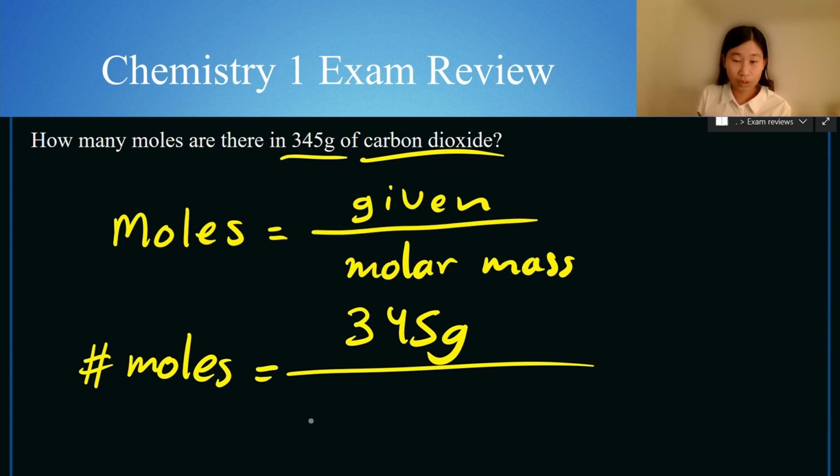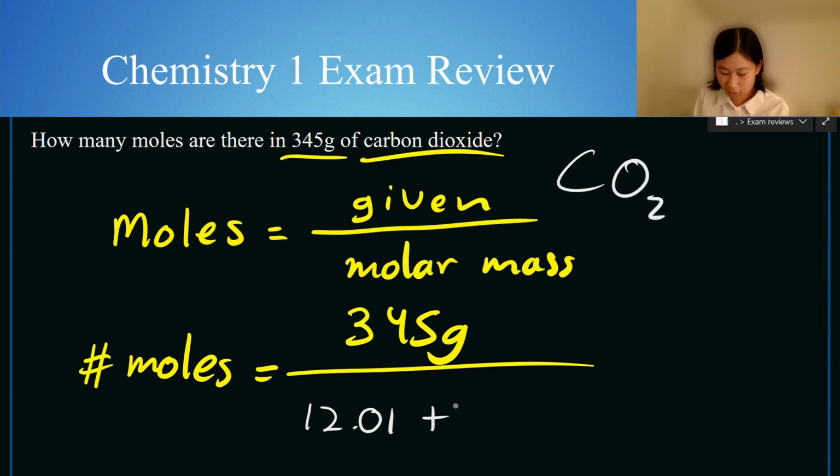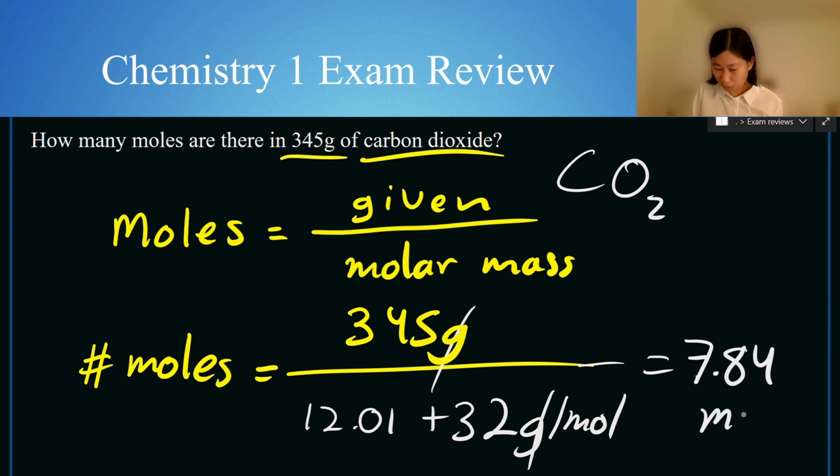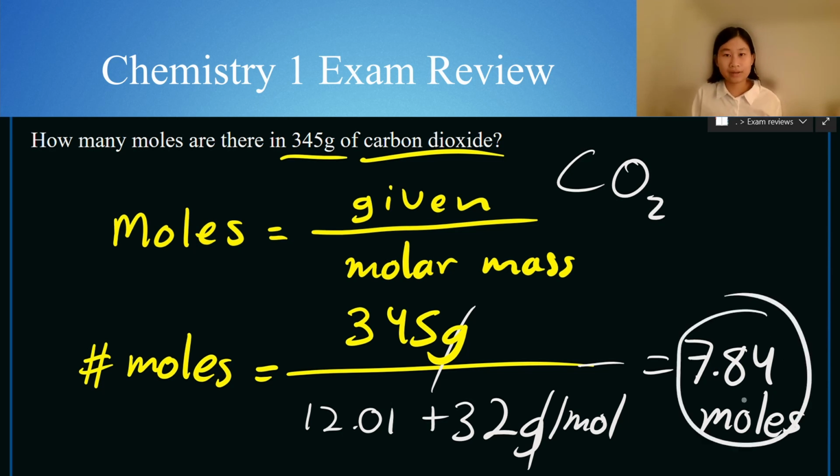So we have 1 carbon, that's 12.01, plus 2 oxygens, because the carbon dioxide formula is CO2. And so 2 oxygens is going to be 32 grams per mole. Grams go away, leaving us with moles. Now we have a nice division problem here. The answer here is going to be 7.84 moles, and that's going to be of carbon dioxide.